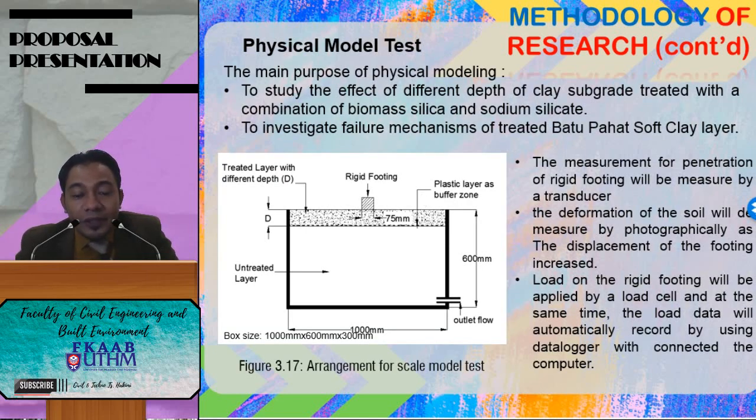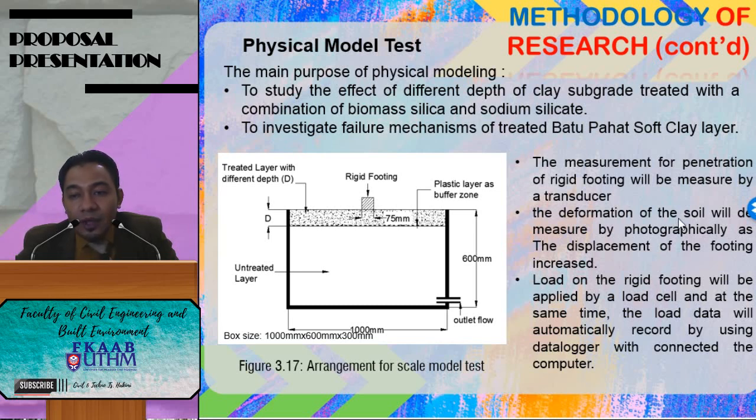For the physical model test, the purpose of the physical modeling is first to study the effect of different depths of clay subgrade treated with a combination of biomass silica and sodium silicate, and then to investigate the failure mechanism of treated bottom parts of clay. The penetration of the rigid foundation will be measured by a transducer. This is the rigid foundation, and the width is about 75 mm. The penetration of the rigid footing will be measured by a transducer, and then deformation.